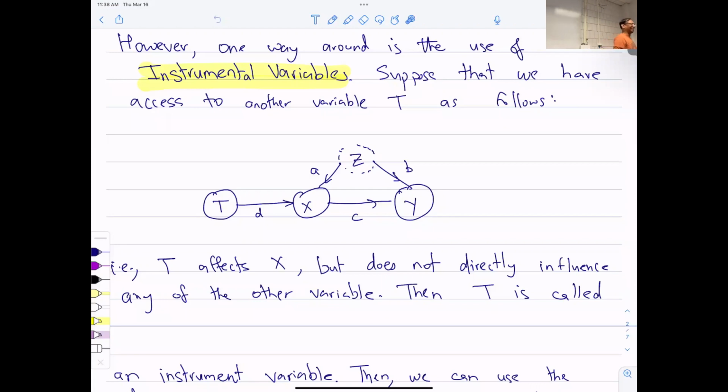Even if T had a path to Y, we could have handled that in these questions, right? Yes. If this was there, then it's not clear. We have issues. We need to find something else. So for any other path, this method will not work. Okay.